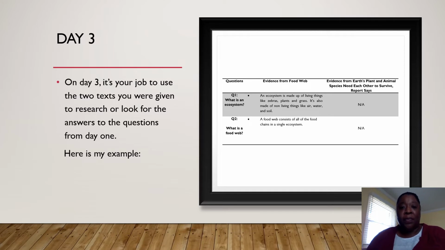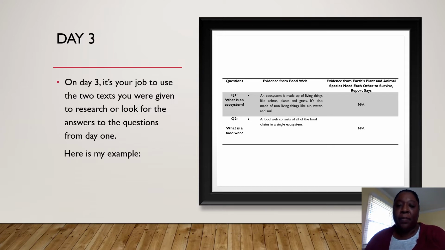Day 3. I'm going to give you a moment to turn to day 3 in your packet. Okay, let's work. On day 3, it's your job to use the 2 texts you were given to research or look for answers to the questions you came up with on day 1.